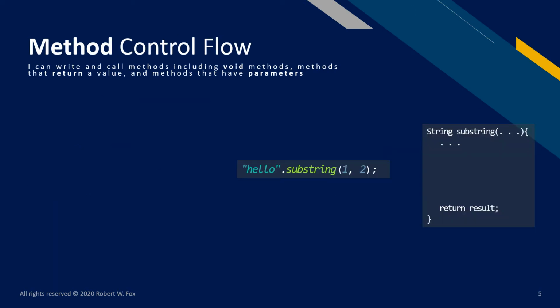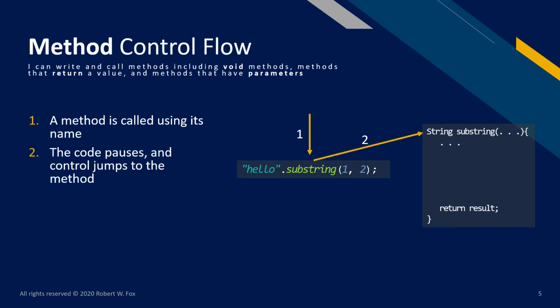When we're working with methods, it's absolutely critical to understand how the flow of control works when a method call is encountered. So in the example, I have a substring that I'm calling on the string hello. And so the first step is that a method is called using its name. And as soon as that happens, our code pauses and control jumps to the method.